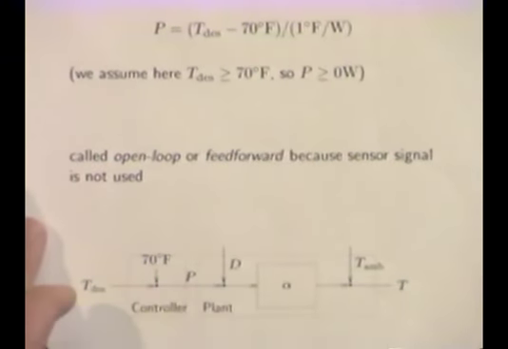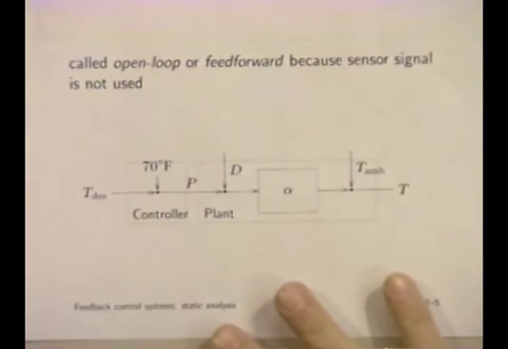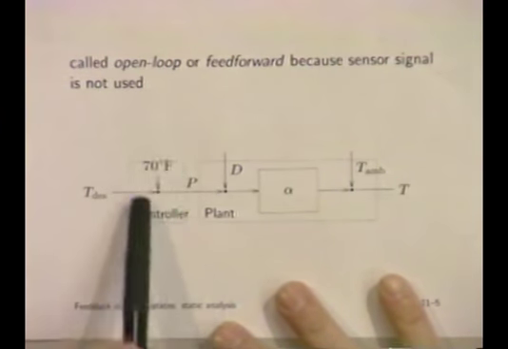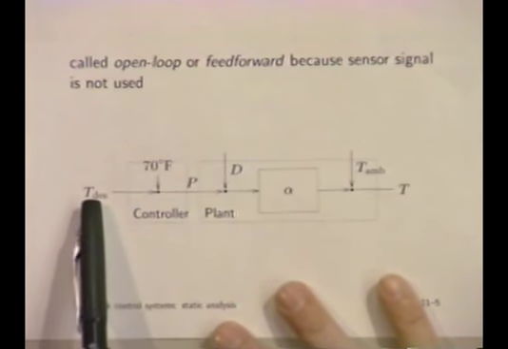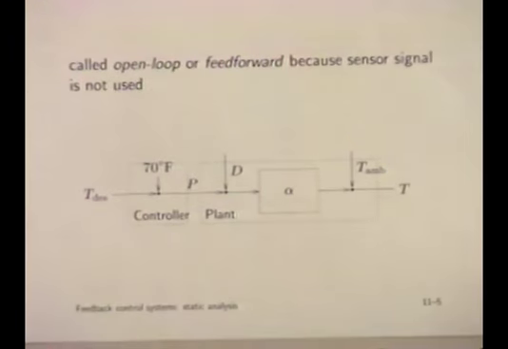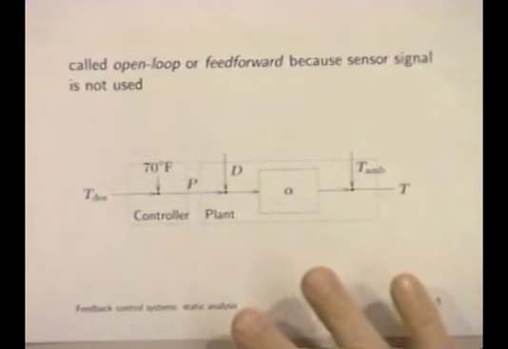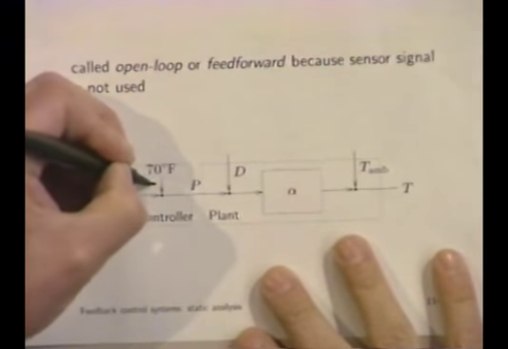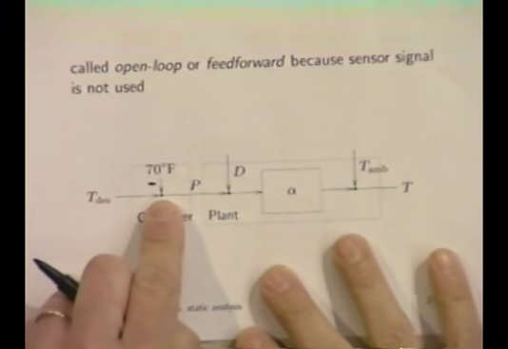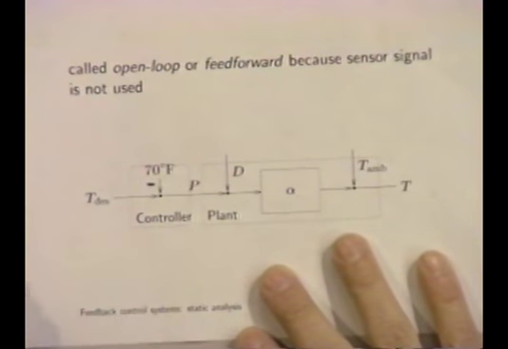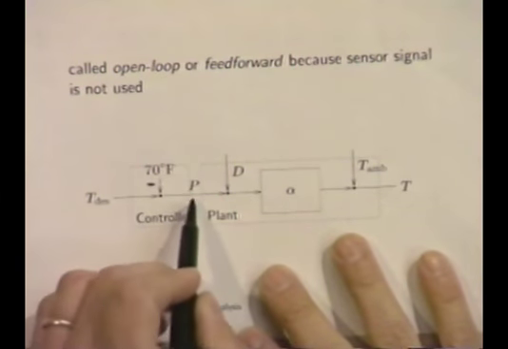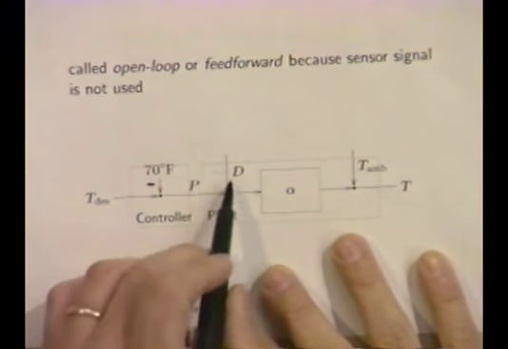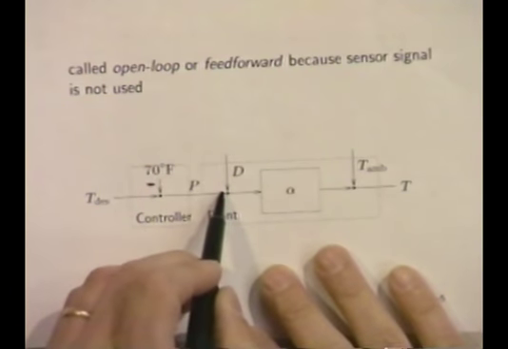Okay, so if we put everything together, it looks like this. Here is our controller. It's right here. It takes as input the desired temperature. That comes from a dial on our box. You set the desired temperature. I guess there's supposed to be a minus sign there, right? So it subtracts 70, I think, right? Then it divides by the alpha. That gives us our power. Then the disturbance comes in. We don't know what that is. That's the part we just ignored.